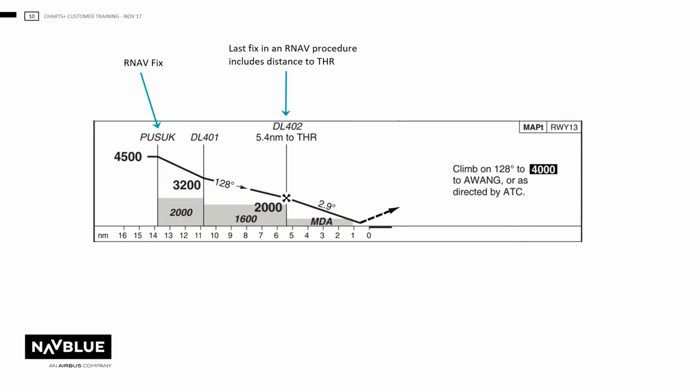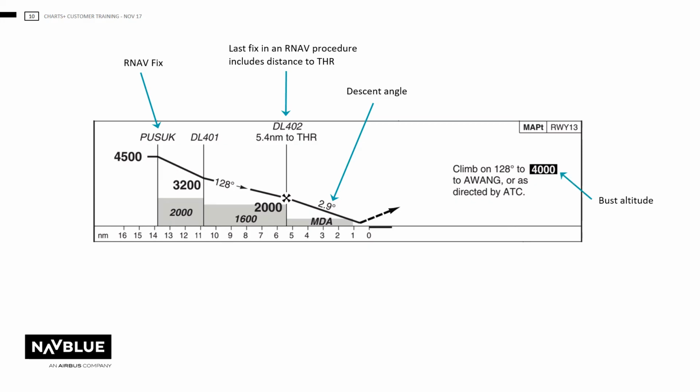The last fix on an RNAV procedure, usually at the FAF, will include the distance to the threshold. The descent angle, to be indicated for non-precision approaches in degrees with 1 decimal. If no official value given, leave blank. Note, when profile has different angle of descent from fix to the FAF and the FAF to the threshold, show profile with different angles and place the glide path angle after the FAF.